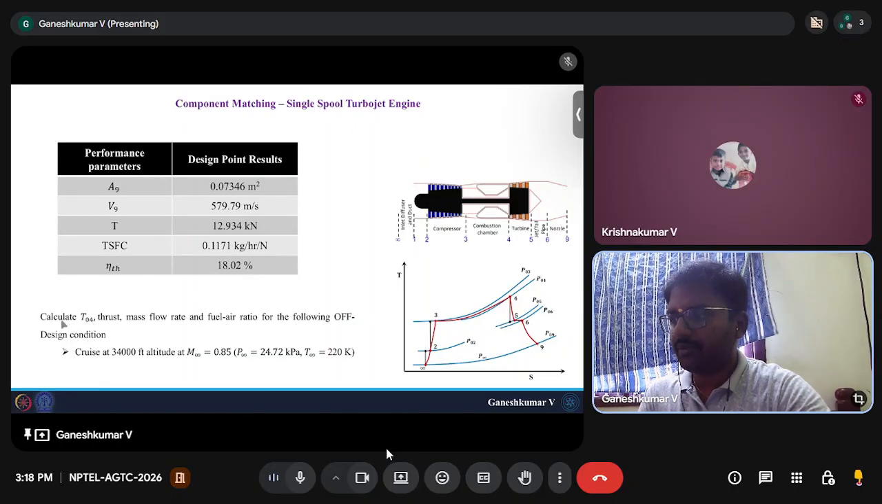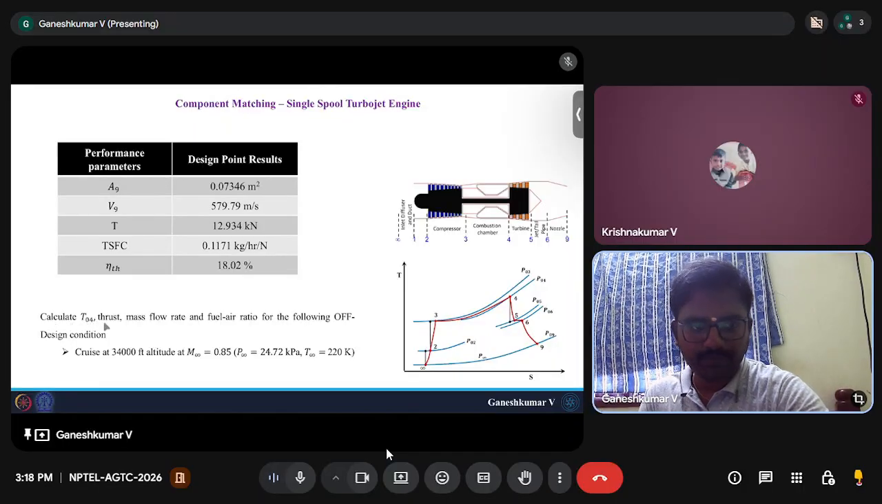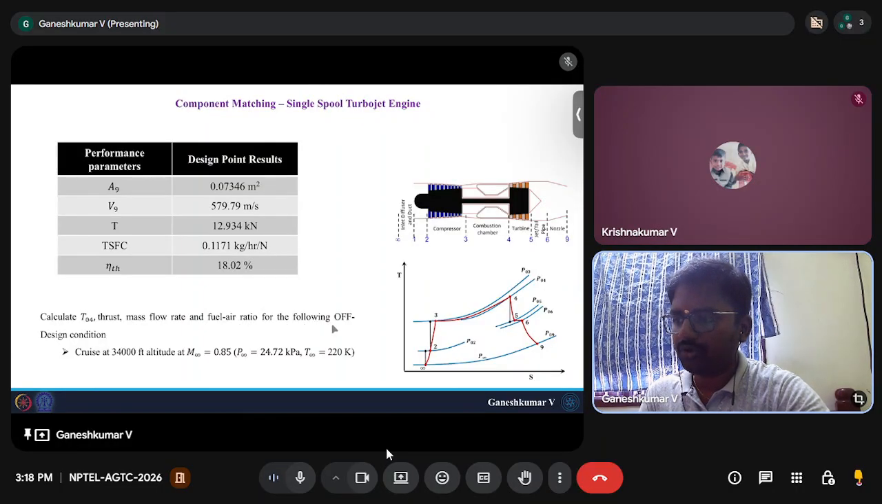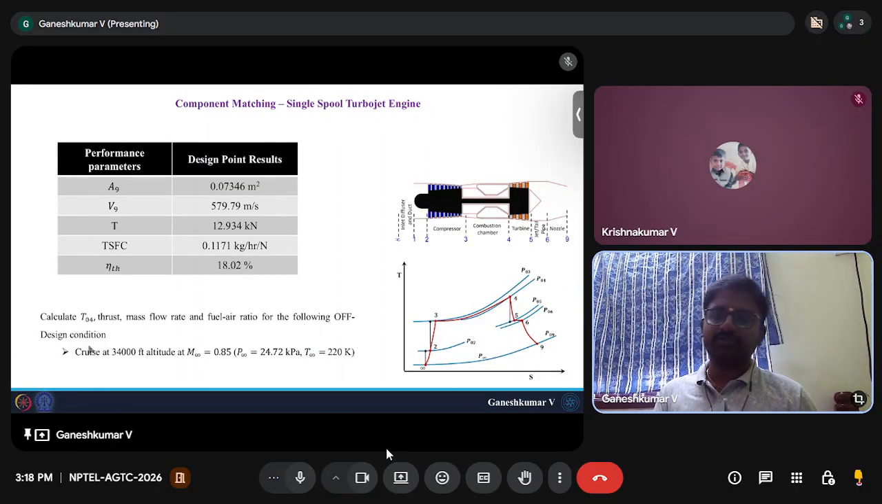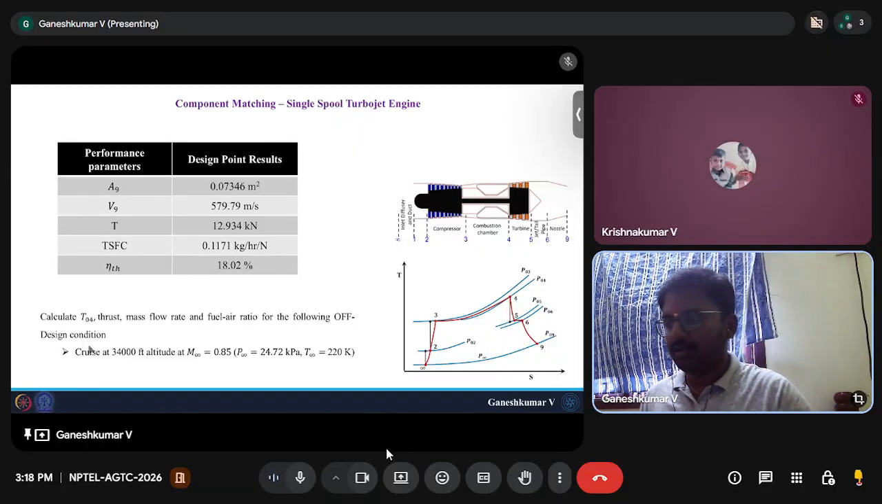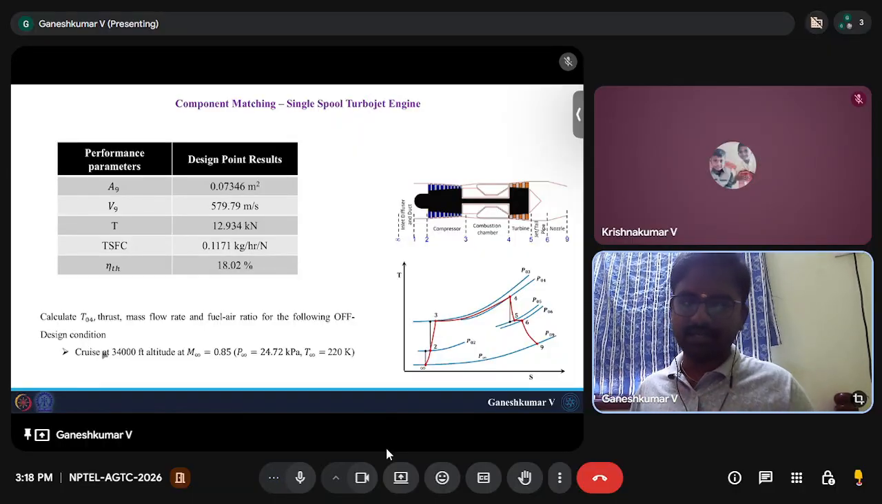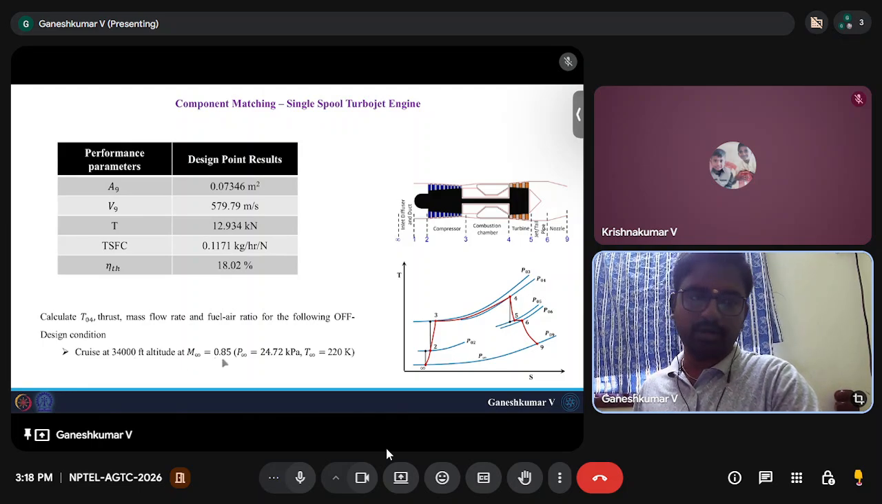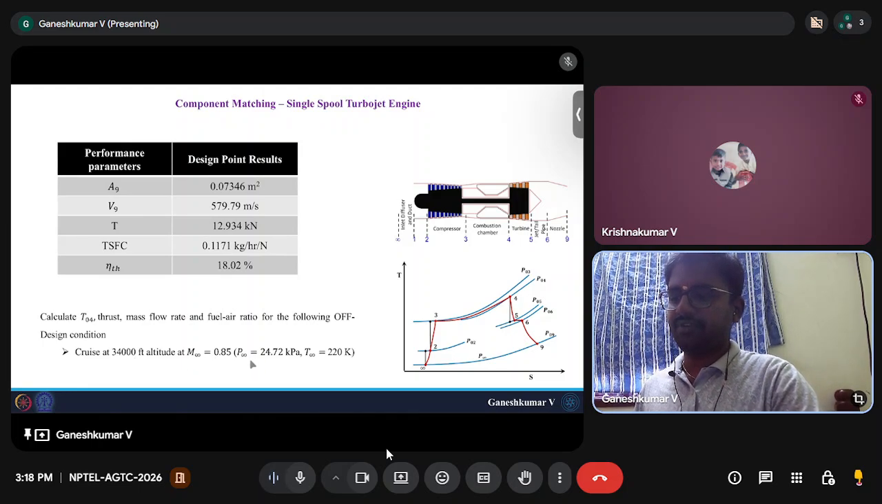Now the question here is calculate T04, thrust, mass flow rate, and fuel to air ratio for the following off design condition. Okay, so this is at design point. Now for an off design condition, here the off design condition is a cruise at 34,000 feet altitude with a Mach of 0.85 and P infinity and T infinity.